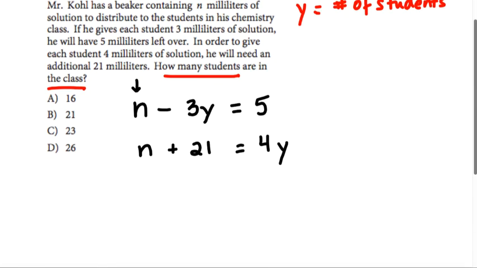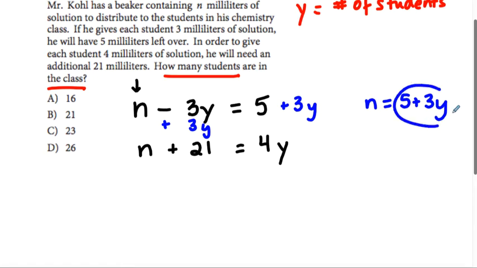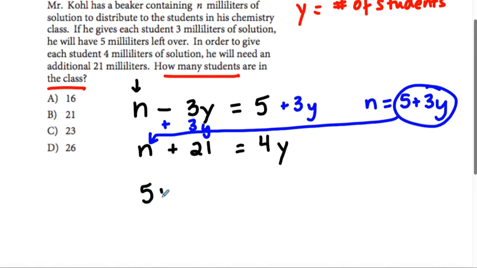So the first thing that I did was I decided to use substitution, and I added 3y and solved for n in the first equation. So I got that n was equal to 5 plus 3y. I took that value and I substituted it into the second equation, and that gave me 5 plus 3y plus 21 equaled 4y. And then I just solved.